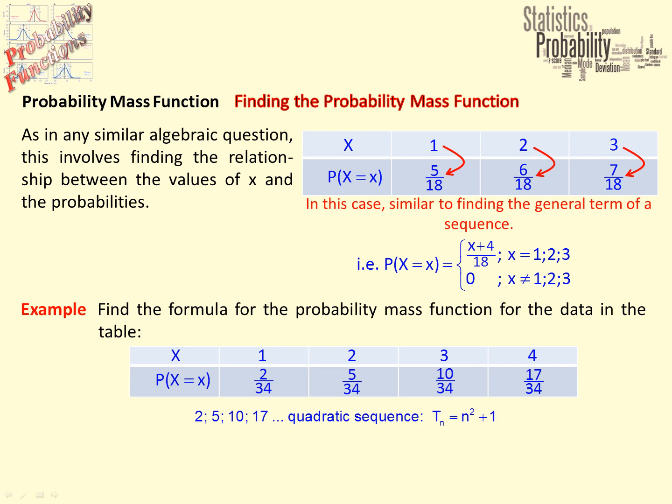So that being the case, we can substitute x for n, little x for n, and we know that the probability of x equals x squared plus 1, there's the n squared plus 1, x squared plus 1, over 34. Don't forget we're just working with the numerator. X equals 1, 2, 3, or 4, and 0 if x is not those values.